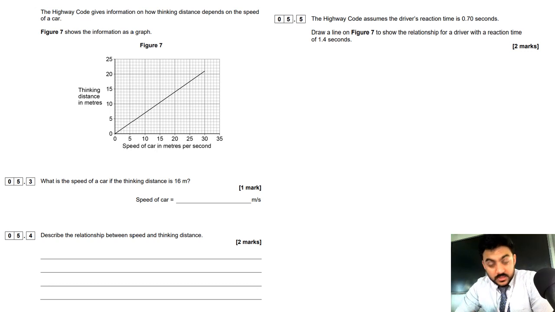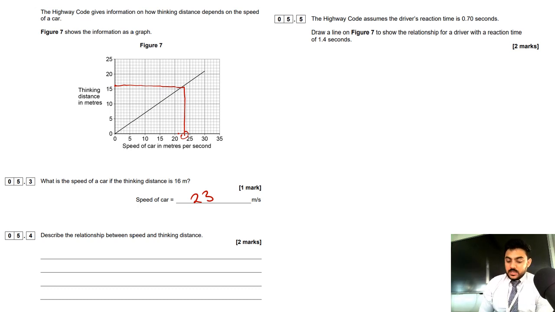What is the speed of a car if the thinking distance is 16 meters? Well, the thinking distance of 16 meters is right there, remember it goes up in ones for every tiny square. The speed of the car can be found by putting your ruler all the way until the line, and then drawing a line down. So that is 21, 22, 23. Describe the relationship between the speed and the thinking distance. That's very easy. As the speed increases, the thinking distance increases, but it's a straight line, so it's a directly proportional relationship.